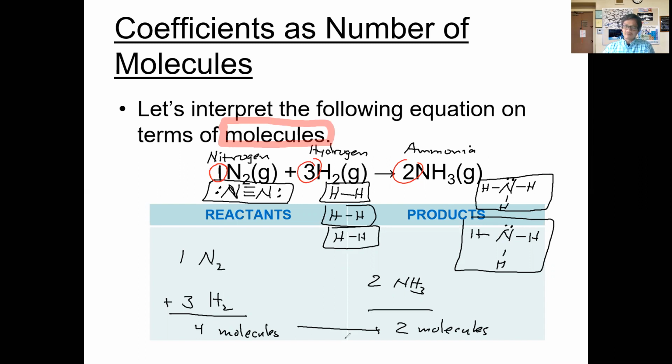That doesn't mean the law of conservation doesn't apply. But again, the law of conservation applies to atoms and also to mass, which is what we'll talk about in just a moment. So make sure you keep that in mind on what we have here.